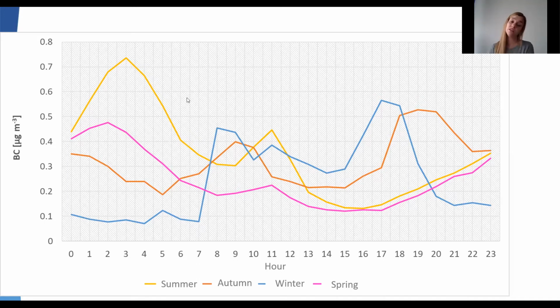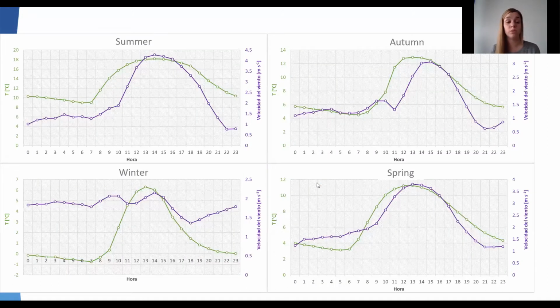And in all the seasons, you can see a depression in level during the afternoon. This is related mainly to the meteorological conditions, because in all the seasons, the temperature has a peak in the afternoon, and also the wind speed. So this is a condition that favors the dispersion and the dilution of the emissions in the area.